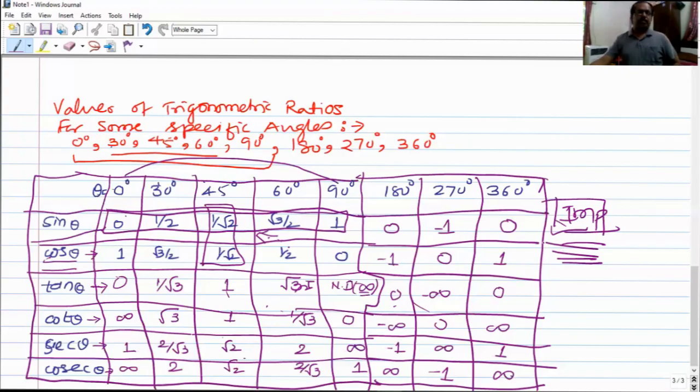We will stop here, and solve the examples on this part with this table. You can revise this table and try to draw it. We need to keep only the values of sine theta in mind, and the remaining values can be obtained easily just by keeping the definitions of the trigonometric ratios in mind, right?